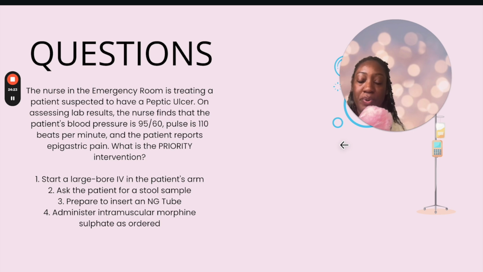So prepare to give them fluids. That's what you want to think of, and you're going to start an IV. That way, that's already set up, so you can give your fluids right away so they don't deteriorate. So that is the answer.